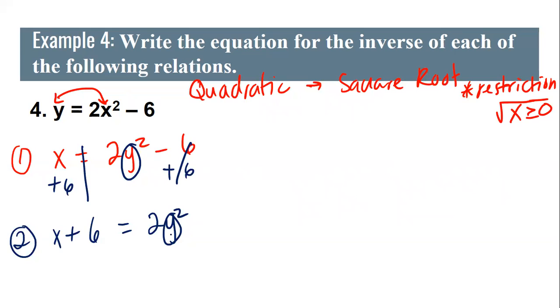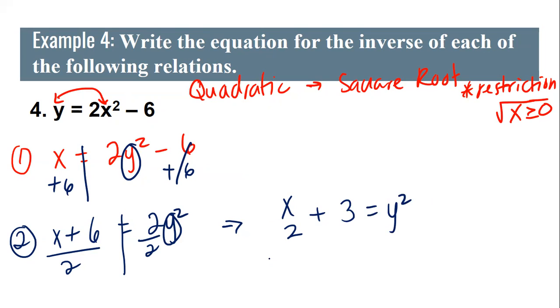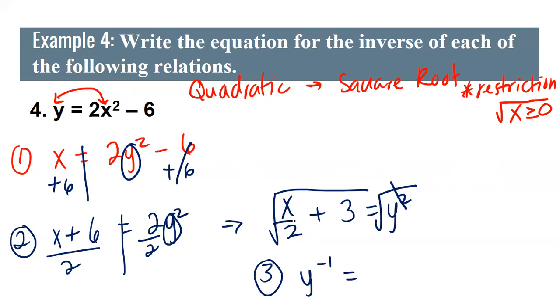Now, is there anything I can multiply or divide away? Divide by 2. What I do to one side, I do to the other. So this is going to lead to x divided by 2 plus 3 equals y squared. And now what do I need to do to get y by itself? I'm going to take the square root. So when you take the square root, that frees your y. So we have y inverse equals the square root of x divided by 2 plus 3.